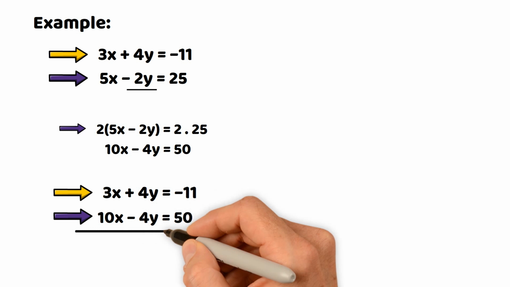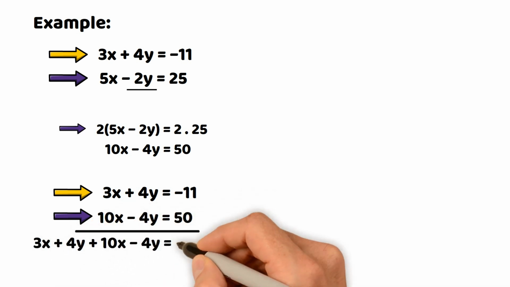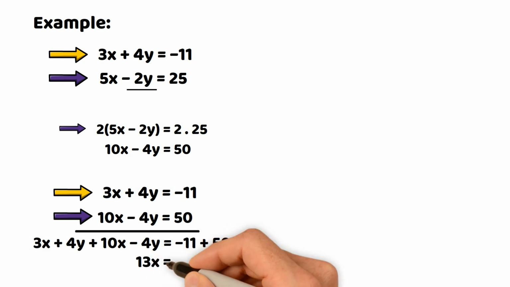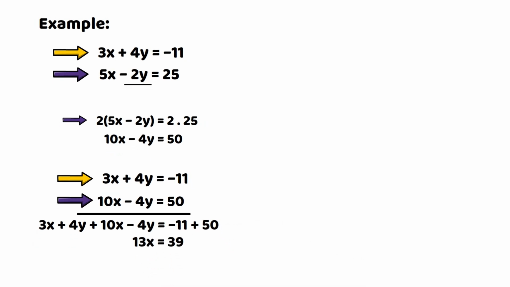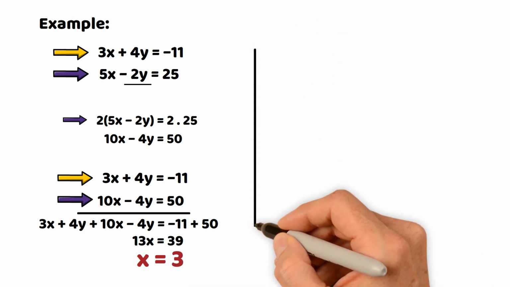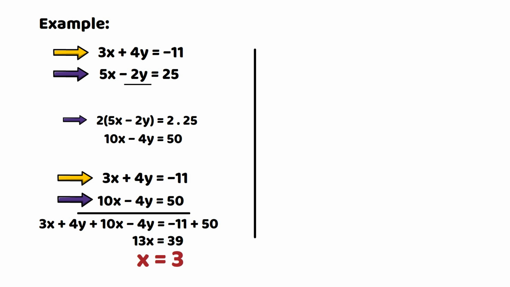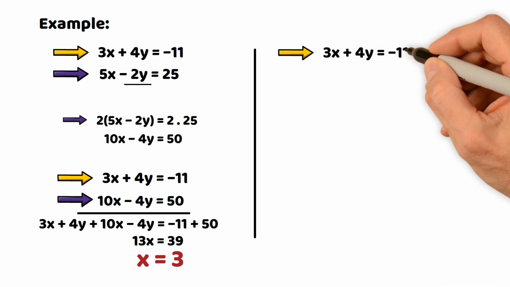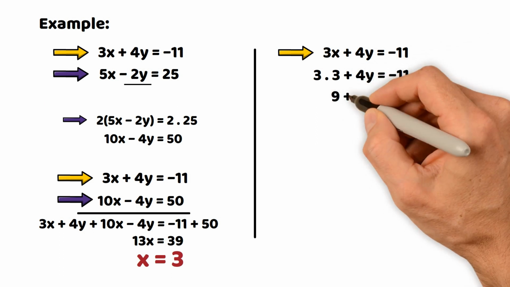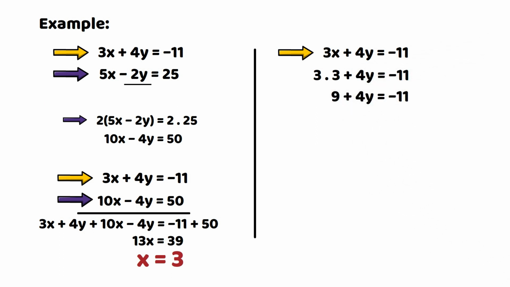Add the two equations together, and you end up with 13x, the y column gets wiped out, equals 39. Divide each side by 13, and the solution to the equation is x equals 3. To get y, just substitute x equals 3 into either equation. Say the first one. So you get 3 times x, which is 9, plus 4y equals negative 11. Subtract 9 from each side, and you have 4y equals negative 20, which computes to y equals negative 5. Thus, we've solved this equation as x equals 3 and y equals negative 5.